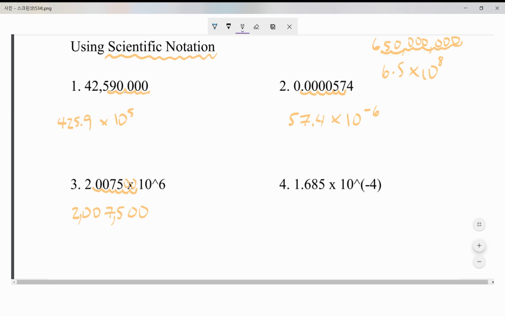For this, you want to stop here, okay? So 1, 2, and 3. So 10^3 times 2,007.5. Okay?